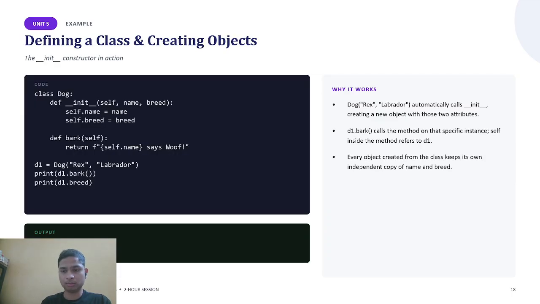Now we are going to do our first code. Here we have defining a class and creating an object. The init constructor is in action. We have created a class of Dog. We have defined and initialized self, name and breed. We have self.name as name and self.breed as breed.